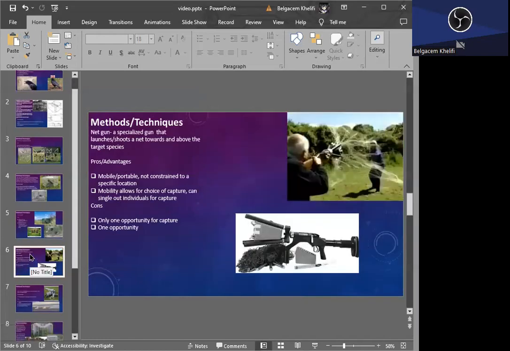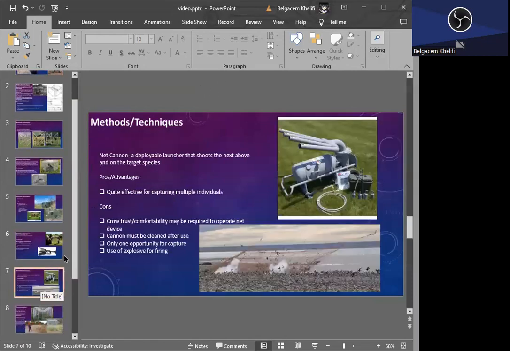The next method or technique would be a net gun, which is a specialized gun that launches a net towards and above the target species. Some of the advantages towards this is that it's very mobile and portable. It's not constrained to one specific location, and it allows for choice of capture, meaning you can single out individuals if you have a certain member of the population that you would like to capture. However, some of the cons is that it only allows for one opportunity of capture. You only have one chance to capture the individual that you are seeking.